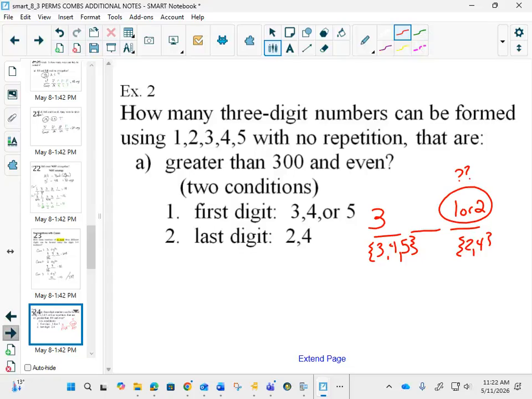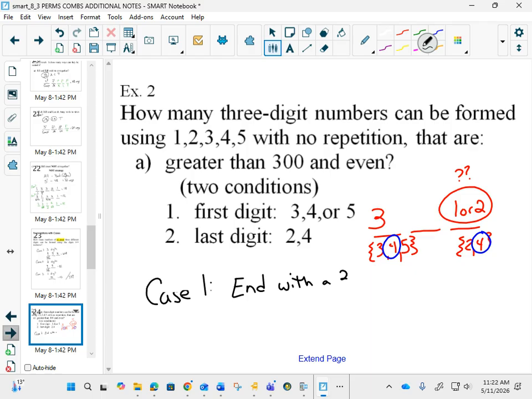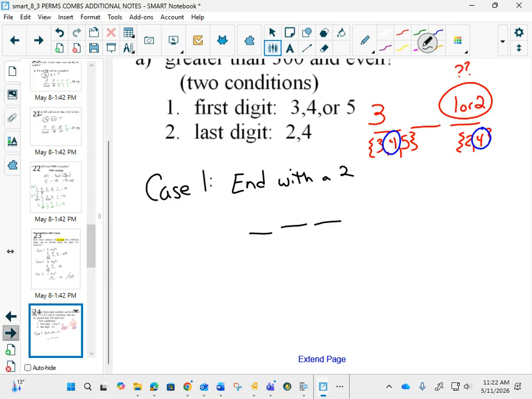So we run into a problem that way. And the problem is because we have an overlap in our restrictions. That 4 could be in both places. So the way that we solve that problem is with cases. And we take one of our restrictions. I'm going to take the last one because there's only 2 choices and split it up. I'm going to say, well, first I'm going to count all the ones that end with a 2. So I took my last restriction and now I'm saying it has to be a 2.